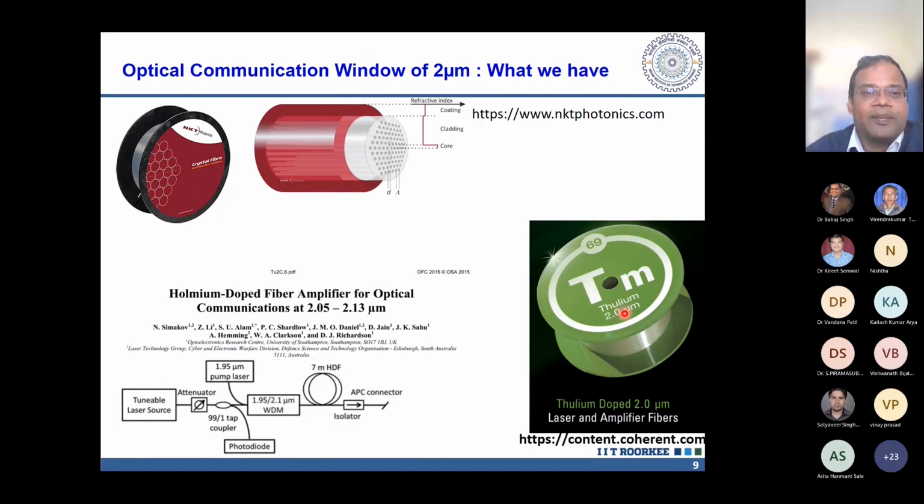In the optical communication window around 2 micron, we already have the fibers and the thulium doped amplifiers. Here are some examples that I have taken. This is even commercially available. This is a company from where you can buy a 2 micron fiber, and this is another company, Coherent, from where you can buy a thulium doped fiber amplifier. At research level also a lot of things are going on. Not only thulium, but you can have other materials like holmium for amplification in the communication window around 2 micron or even beyond. Here is a nice experiment by the ORC group where they have a holmium doped fiber amplifier for optical communication beyond 2 micron.